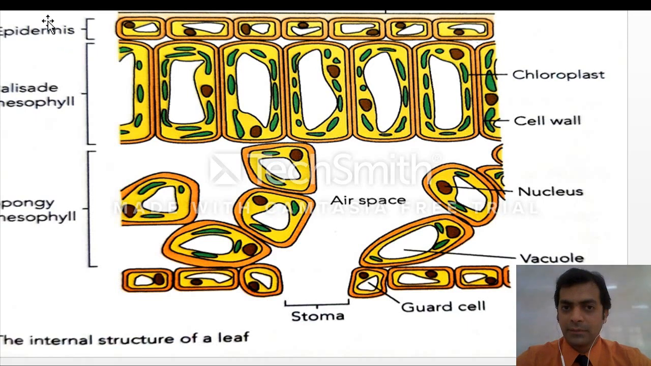And this is the palisade mesophyll layer because it has palisade cells. These are the palisade cells, the large cells, and they have chloroplast. The green color you can see is chloroplast. And this is the spongy mesophyll layer which has spongy mesophyll cells. These have air spaces through which carbon dioxide diffuses and goes to the palisade mesophyll cells.